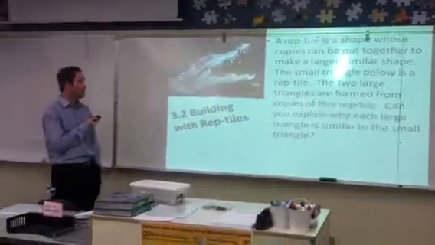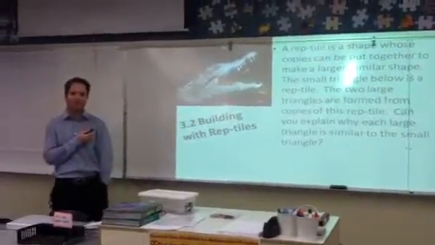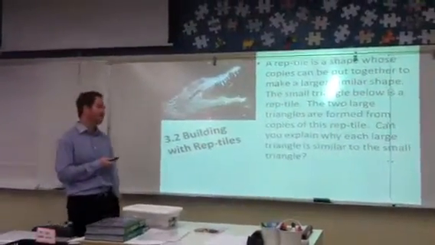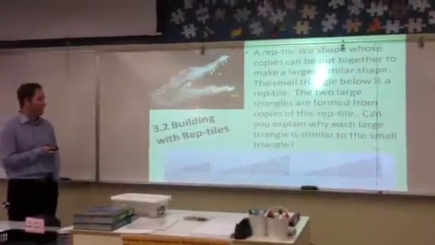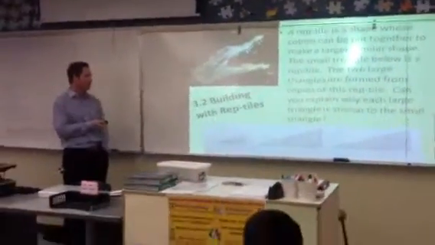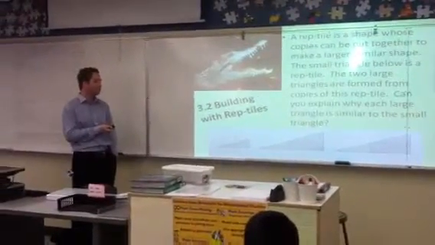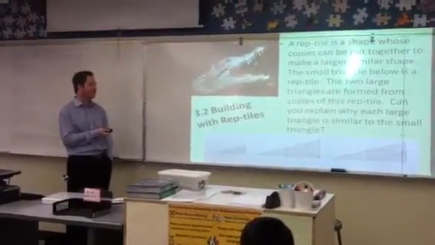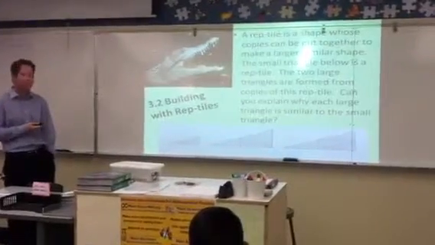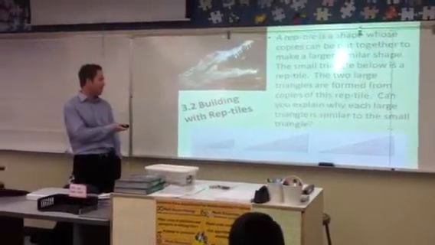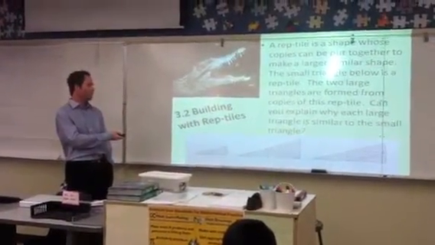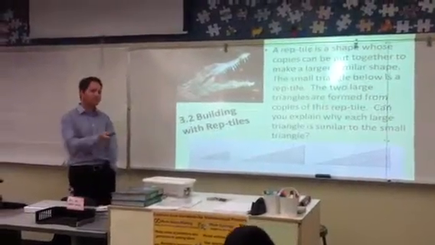Okay, so this, first and foremost, is not a reptile. This is a different kind of reptile. A reptile is saying that you use this shape to form larger shapes. So copies of this smaller one can be formed to make larger triangles. So can anyone explain why this smaller one is similar to these two triangles?